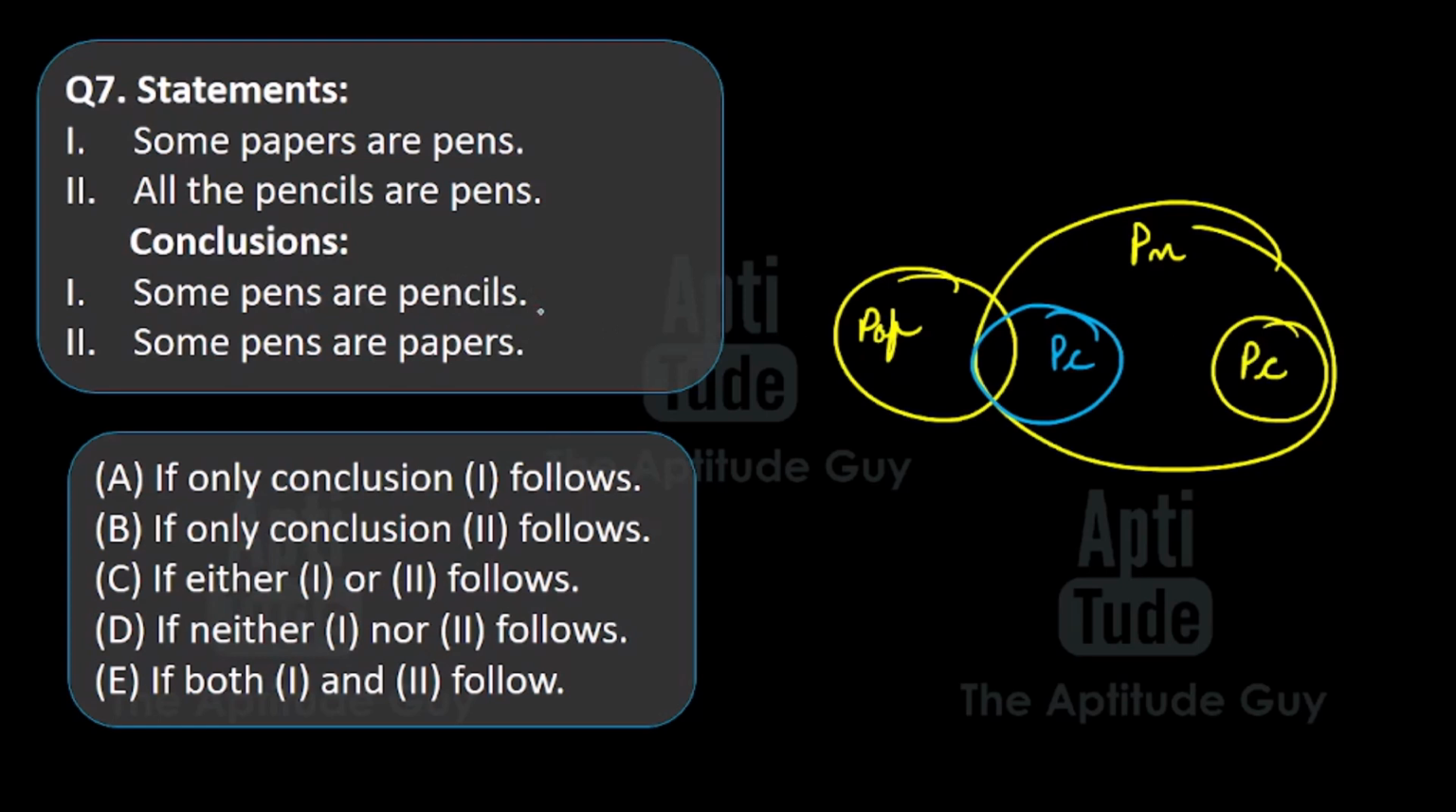Some pens are definitely pencils. Some pens are papers. Yes, again, absolutely true. So both of them follow. That means the answer is option E.